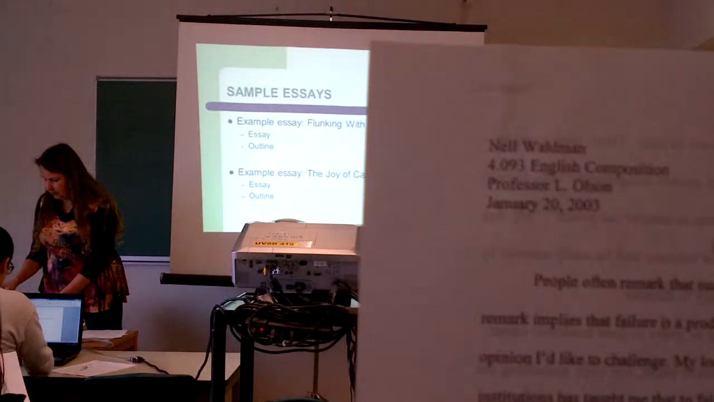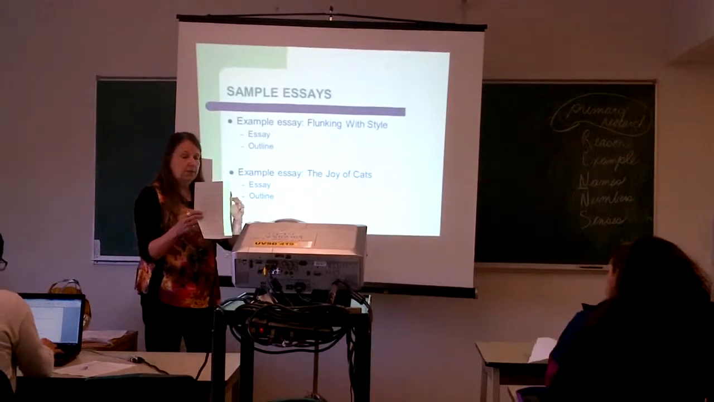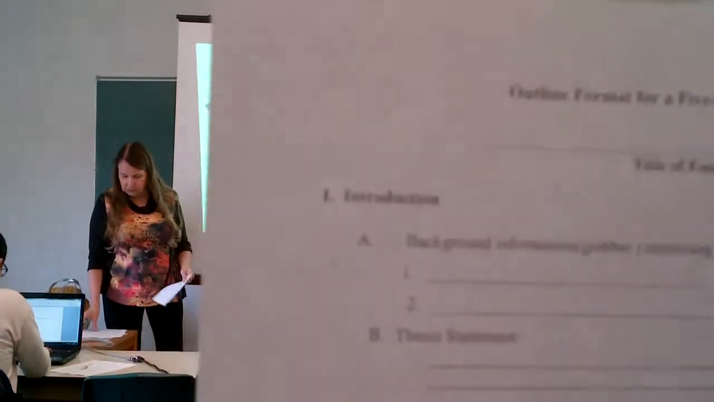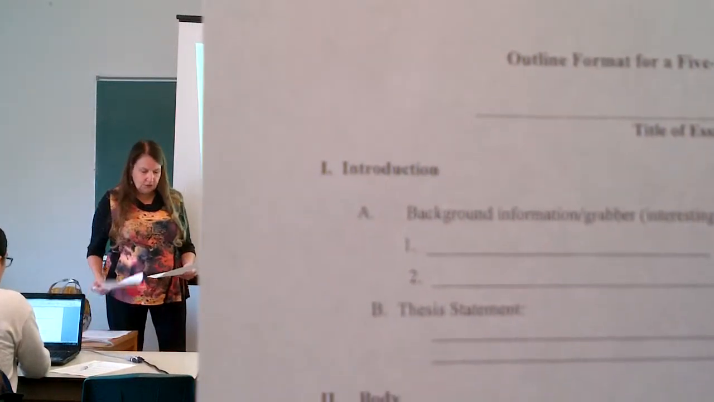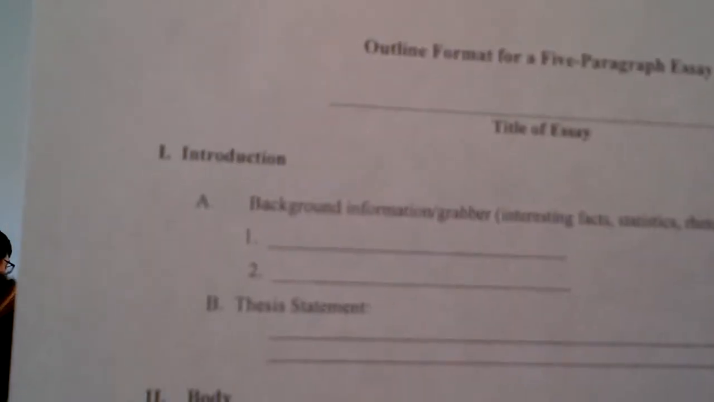So take a look at this essay, Flunking with Style. The next page I gave you is one that you might want to use as a model for your essay, but use it today to actually take apart Flunking with Style. So what I want you to do is go through and look at this paper. First of all, before you take it apart, I want you to skim through, knowing what you're looking for: an intro, grabber, thesis, body paragraphs, conclusion.